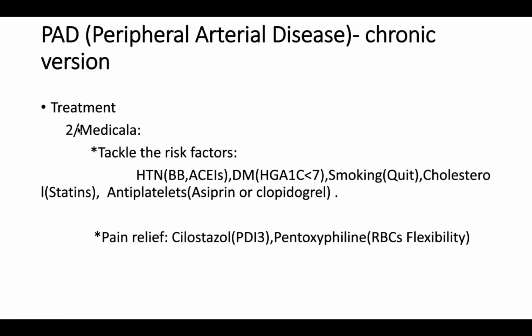And secondly you have the medical treatment, where you basically tackle the risk factors. For hypertension, you give beta blocker plus ACE inhibitor. Diabetes, you make sure your hemoglobin A1C is less than 7. Smoking, you advise your patient to quit. For cholesterol, you give your patient high potency statins. And you tackle antiplatelet with aspirin and clopidogrel. For pain relief, you give cilostazol, which is a phosphodiesterase inhibitor type 3, and pentoxifylline, which increases the RBCs' flexibility.